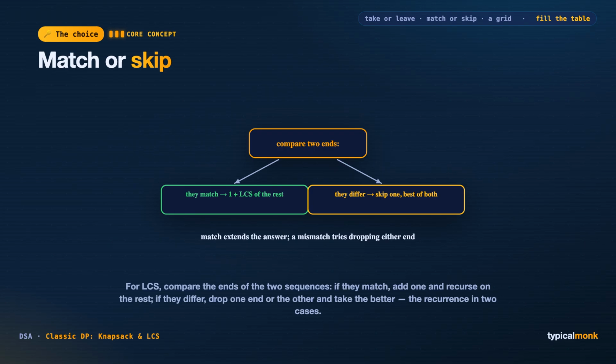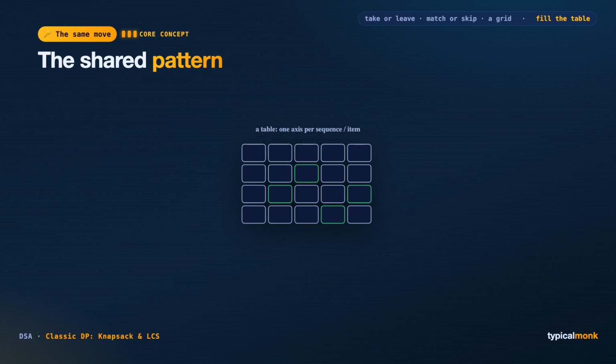If they match, the answer is 1 plus the LCS of the rest. If they differ, it is the larger of the LCS after dropping one end or the other. A two-case recurrence over smaller LCS subproblems, mirroring the Knapsack's take or leave with its own match or skip.